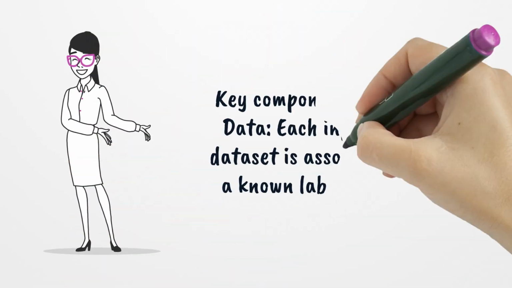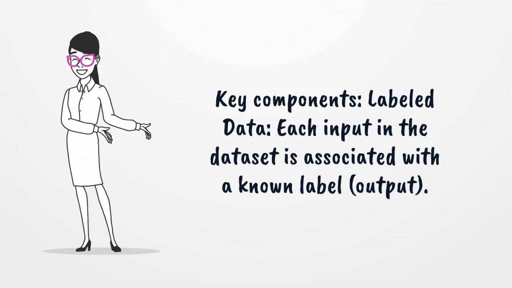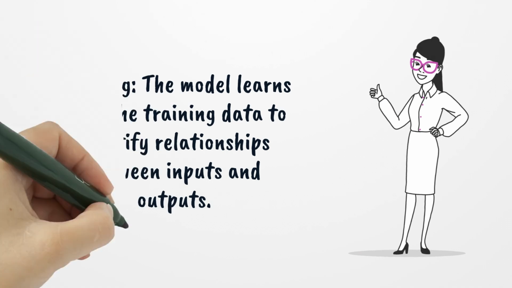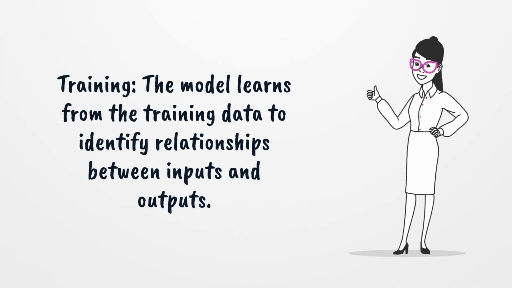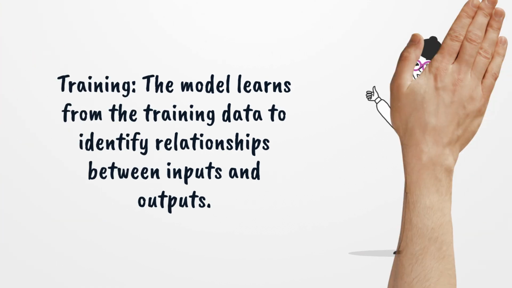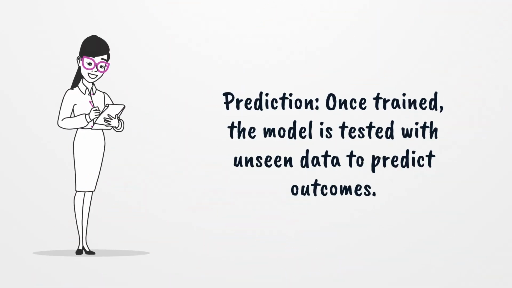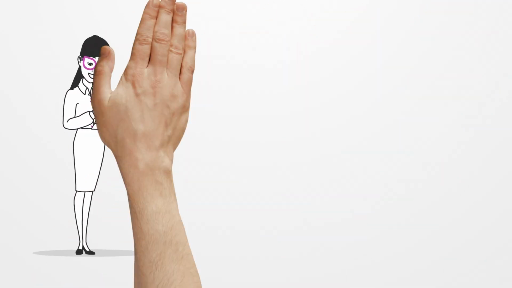Key components. Labeled data. Each input in the dataset is associated with a known label output. Training. The model learns from the training data to identify relationships between inputs and outputs. Prediction. Once trained, the model is tested with unseen data to predict outcomes.